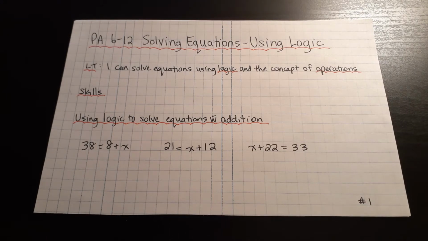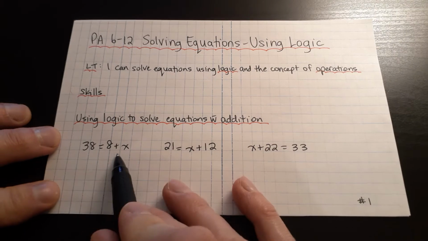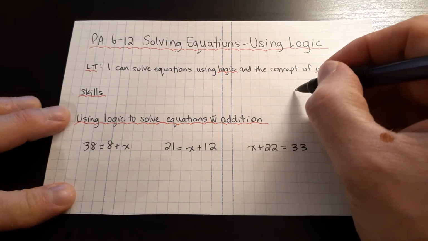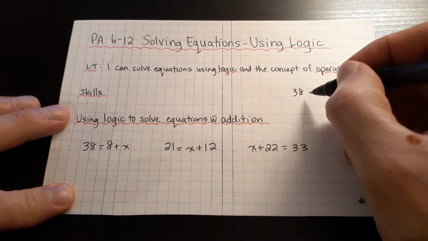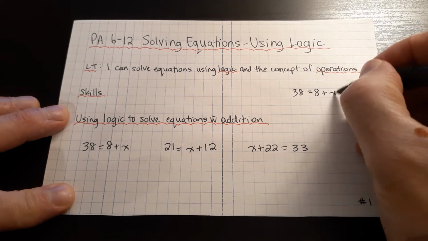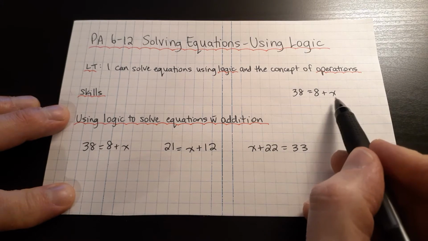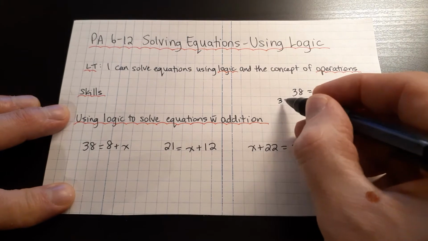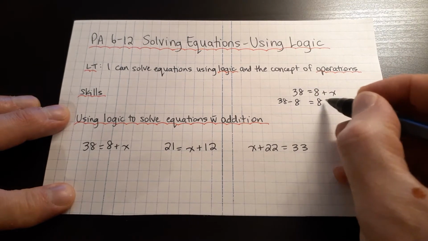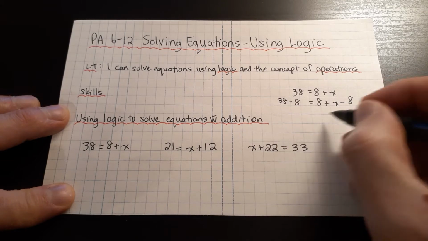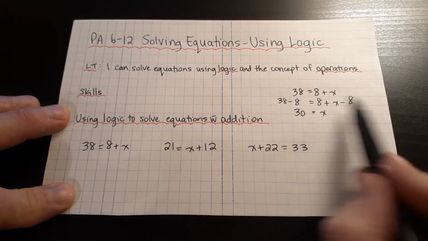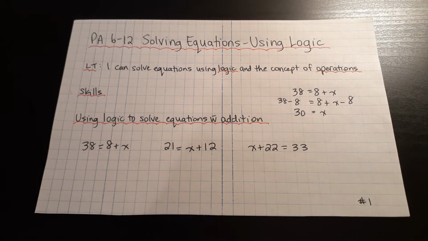We're going to start with using logic to solve equations with addition. Now, I'm just going to take this example over here and refer back to our preserving equality stuff. If we have this equation 38 equals 8 plus x, and I want to get rid of the 8, preserving equality would say that I want to get rid of the 8 on both sides. So my next line would be 38 minus 8 equals 8 plus x minus 8. That would leave me with x on the right side, and then 38 minus 8 is 30. And you can double check that 8 plus 30 is indeed 38.